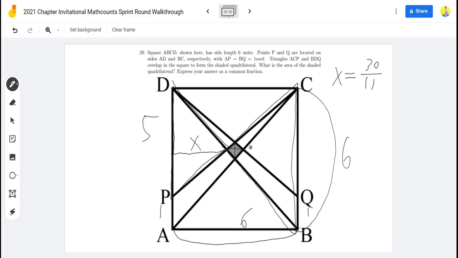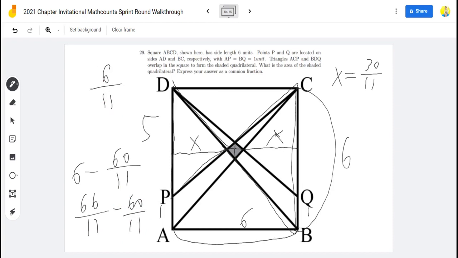We see that the same thing applies here, so we can use the same exact thing and label this x. So we see that the horizontal diagonal is just 6 minus 60/11. This is just 66/11 minus 60/11, which is just 6/11. So the horizontal diagonal is just 6/11.